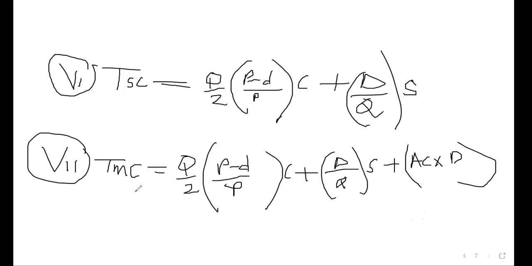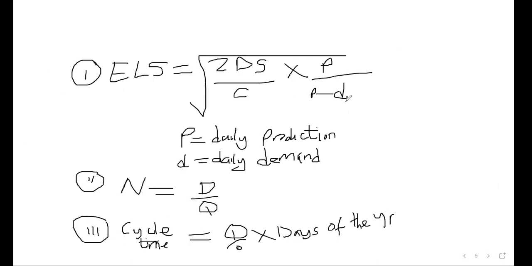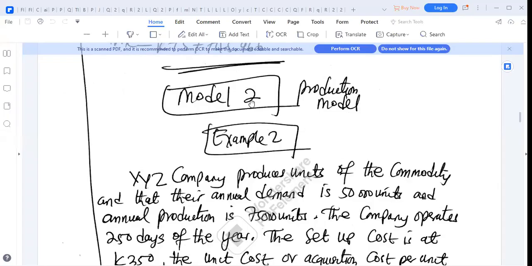All right, so we can get down to the example now. This is the first formula here for production. This is on model 2. So these are the formulas to use. Okay, production model, so model 2. So we can now get down to the example. We just have to know which formulas to use.